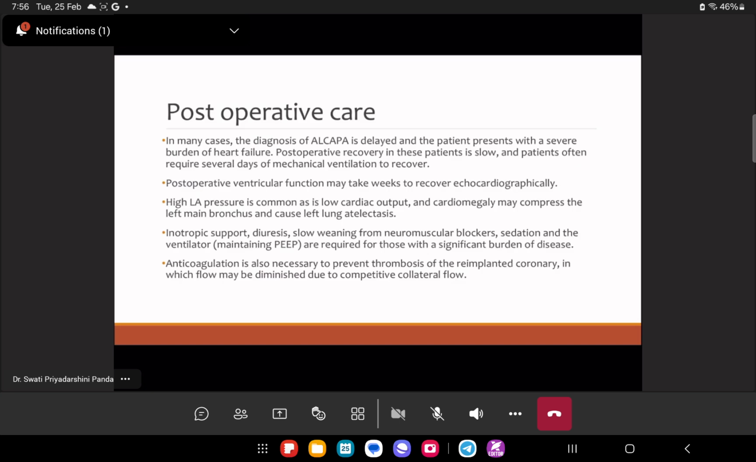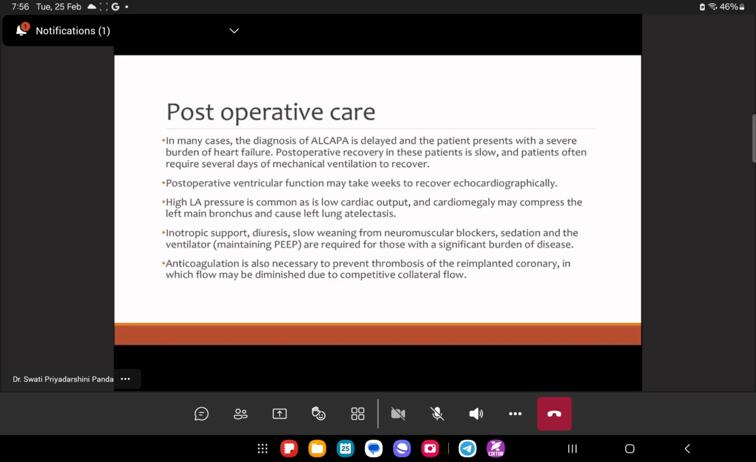Post-operative care. In many cases, the diagnosis of ALCAPA is delayed and the patient presents with a severe burden of heart failure. Post-operative recovery in these patients is slow, and patients often require several days of mechanical ventilation to recover. Post-operative ventricular function may take weeks to recover. Echocardiographically, high left atrial pressure is common, as is low cardiac output, and cardiomegaly may compress the left main bronchus and cause left lung atelectasis.